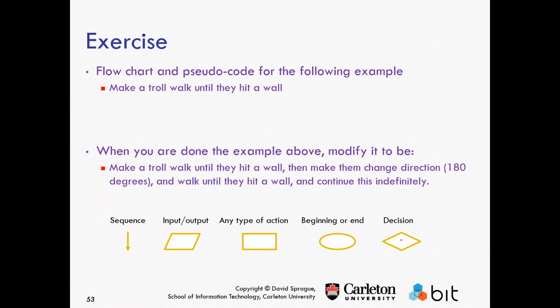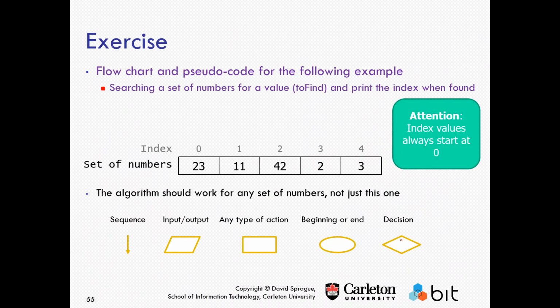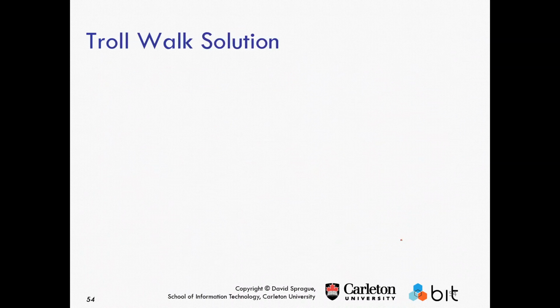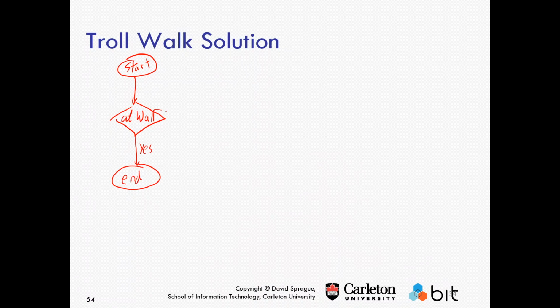Okay, hopefully you're back now. So do I have an example? No, I left off the troll walking solution. So I'm going to do this. This is going to be the start, walking towards the wall. And I'm going to have, if you're at the wall, this, end. All right. Notice I could have started walking and then checked if I was at the wall.